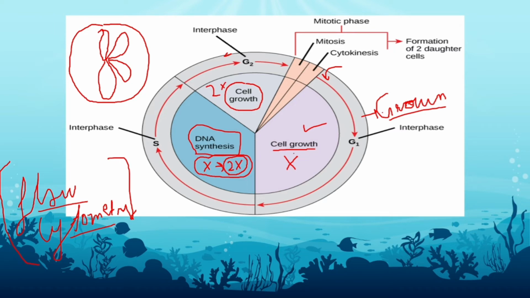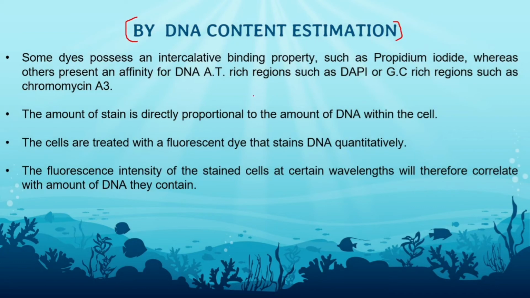2x the amount, X is the amount of DNA that is present in the G1, and 2x is twice the amount of DNA that is present in the G1. So in the S phase the amount of DNA would be intermediate between G1 and G2. So this we can use in detecting whether the cell is in G1, G2, or S.